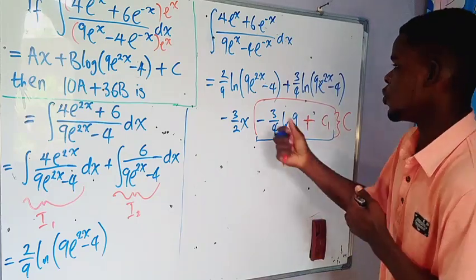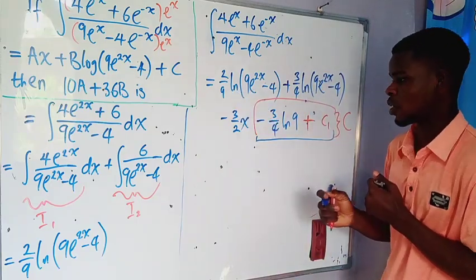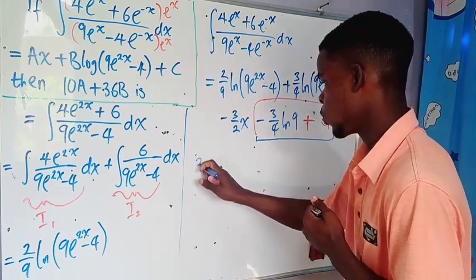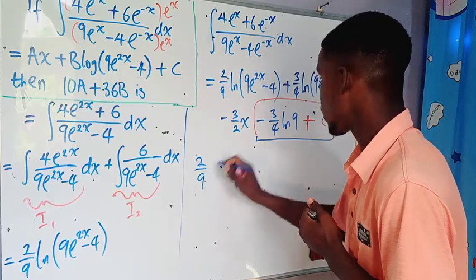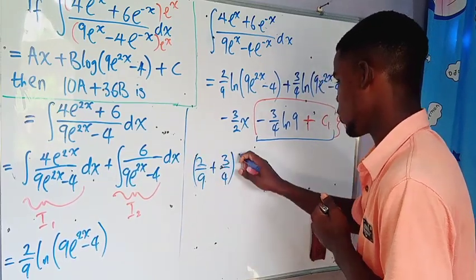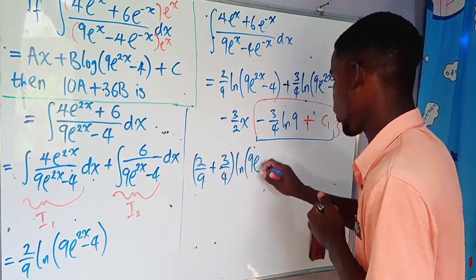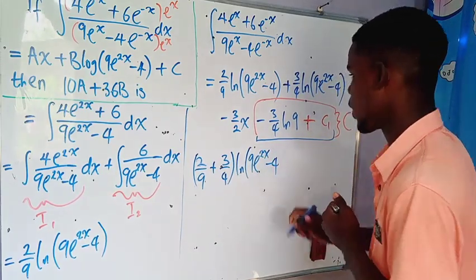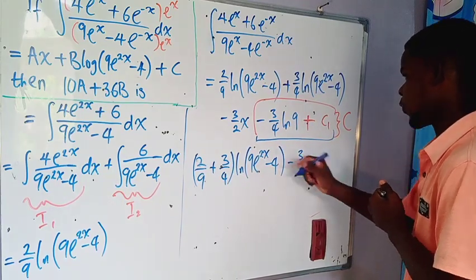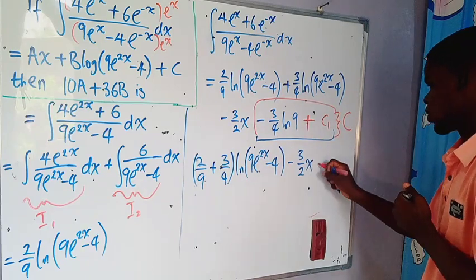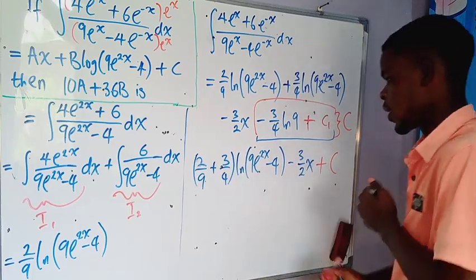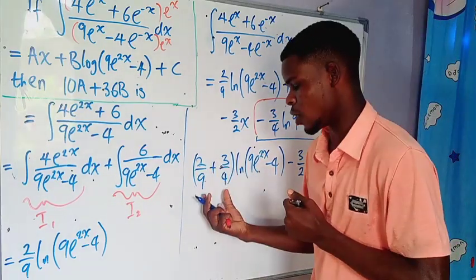But the first two terms, you notice that this and that have something in common. That is the natural logarithm. So we just need to add 2 over 9, right, plus 3 over 4. Okay, since we have something in common here, which is 9e to the power 2x minus 4, right? And then we are going to subtract 3 over 2x from that. And of course, this is going to be plus C, okay, gotten from the sum of these two constants, where one of them is arbitrary. Good. So let's see how we can evaluate this sum.